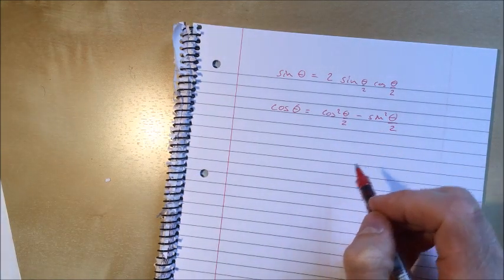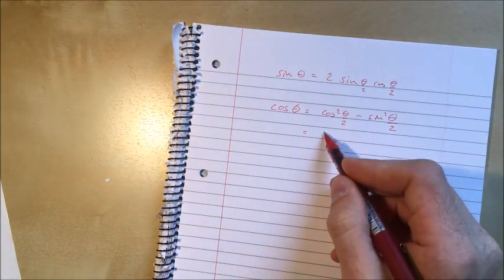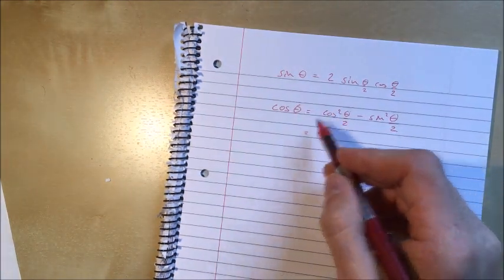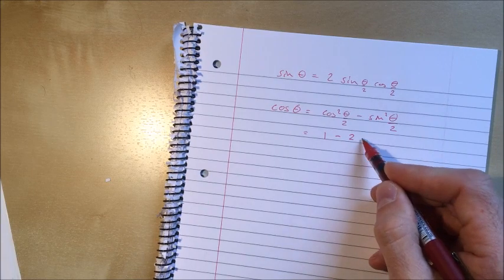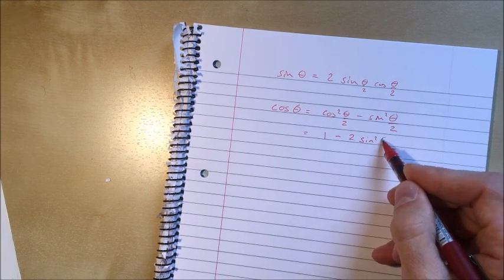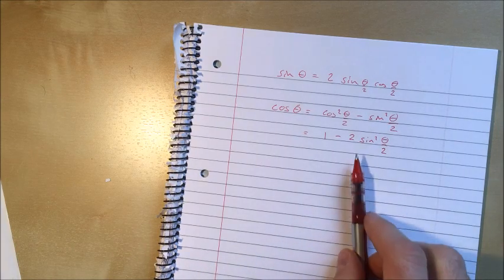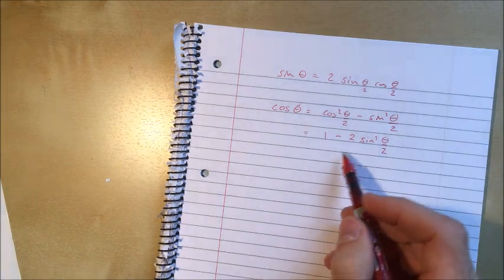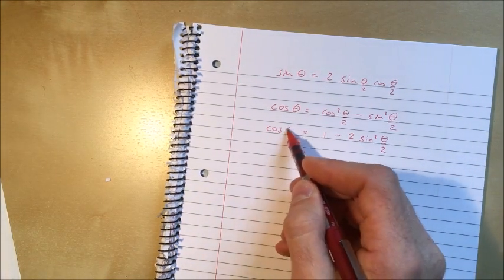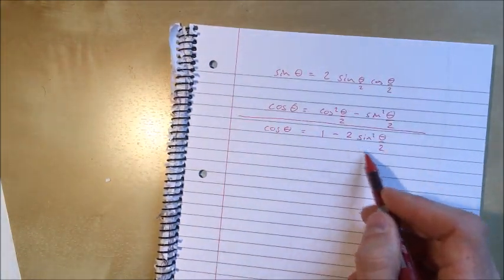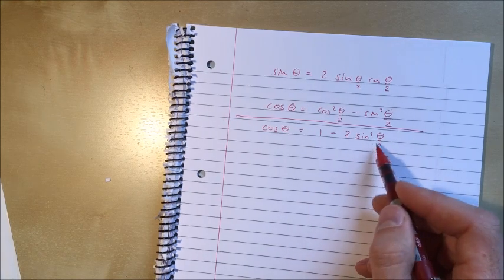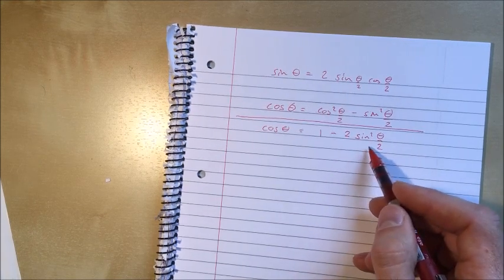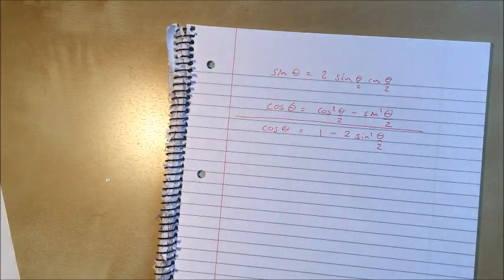But if you look at the rest of the question, there's only sines involved. So maybe it's best to remember this as turning the cos squared theta over 2 into 1 minus sine squared, so cos theta equals 1 minus 2 sine squared theta over 2. And now, this is the version that we're going to use. We've got a sine squared theta over 2 there. So I'm going to take this one, and I'm going to change this sine squared theta over 2 into something to do with cos theta.